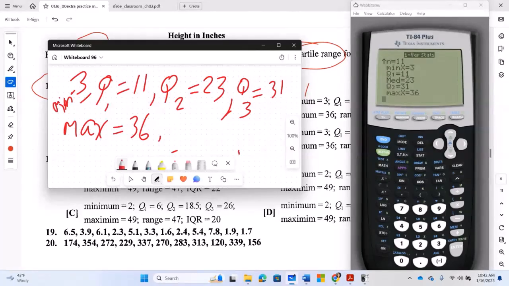And then I am told to find the range. The range is maximum minus minimum. So range is 36 minus 3. 36 minus 3 is 33. I am also told to find the interquartile range. The interquartile range is Q3 minus Q1. I'm going to make my board larger.